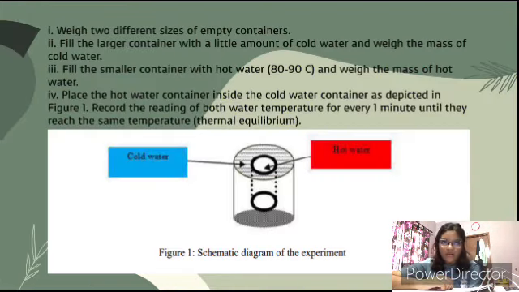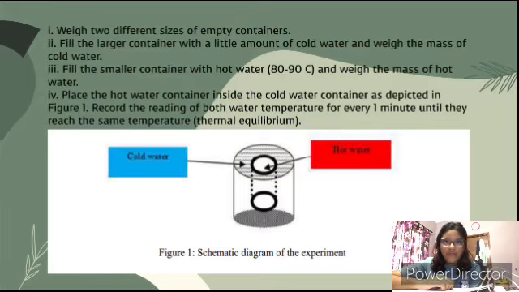So number 1, we weigh two different sizes of empty containers. Next, we fill the larger container with a little amount of cold water and weigh the mass of cold water. Number 3, fill the smaller container with hot water, approximately 80 to 90 degrees Celsius, and weigh the mass of hot water. Number 4, place the hot water container inside the cold water container as depicted in Figure 1. Figure 1 is attached on this slide.